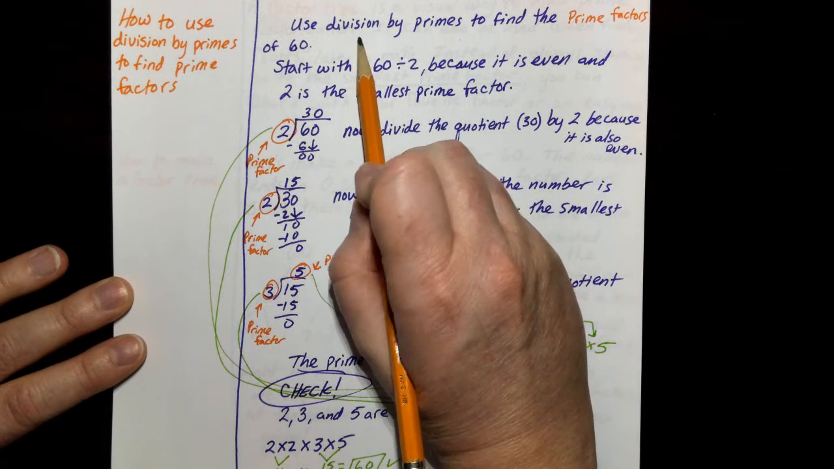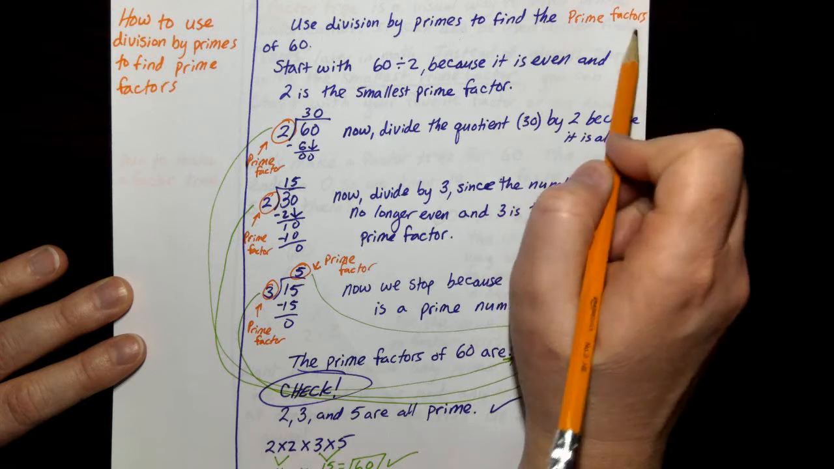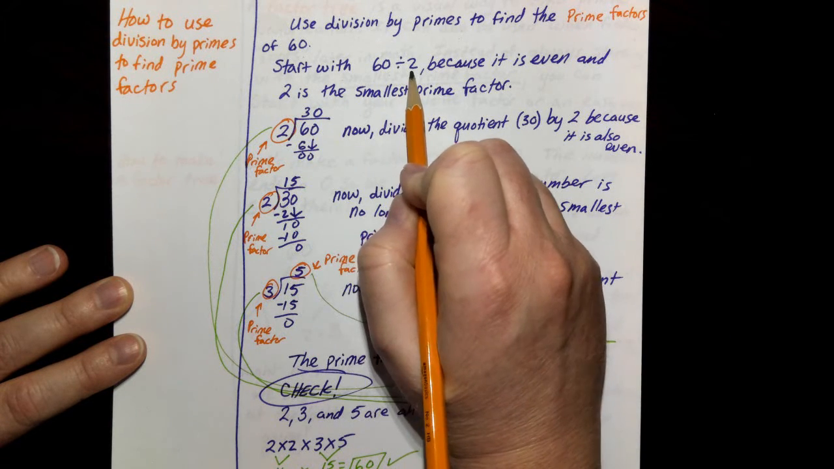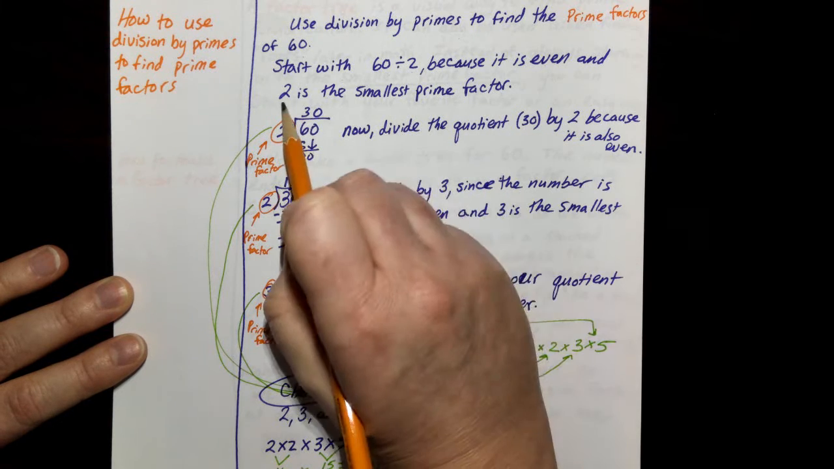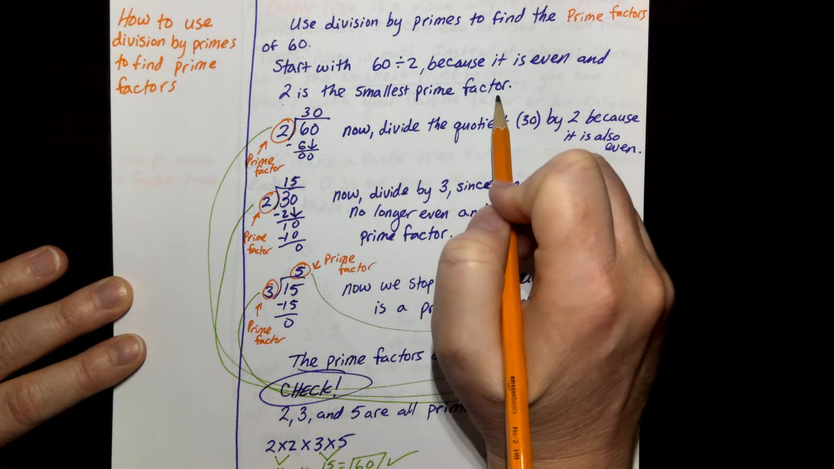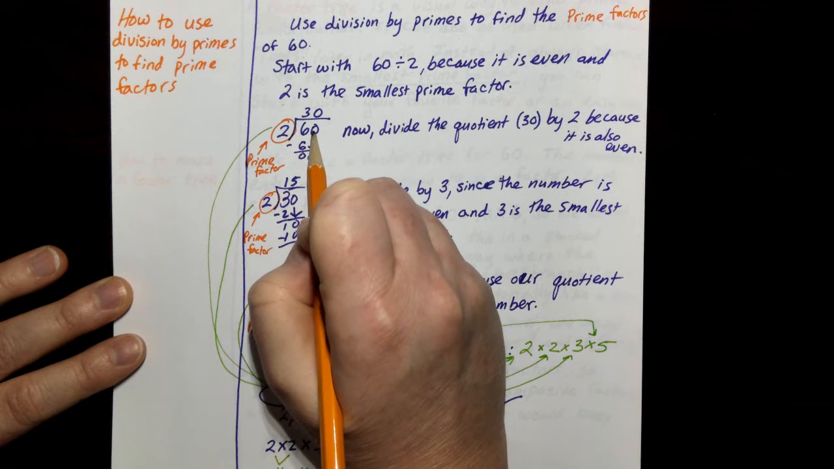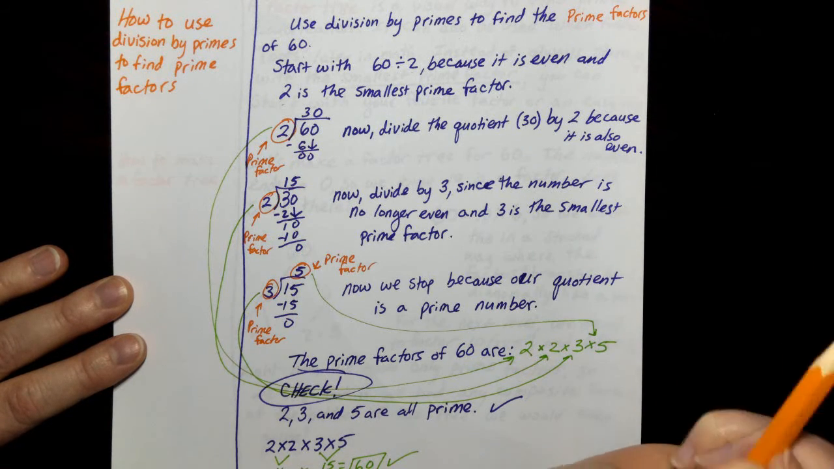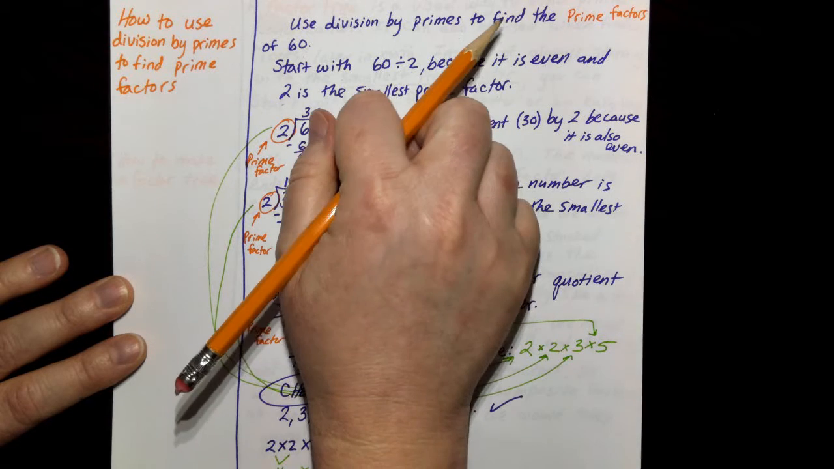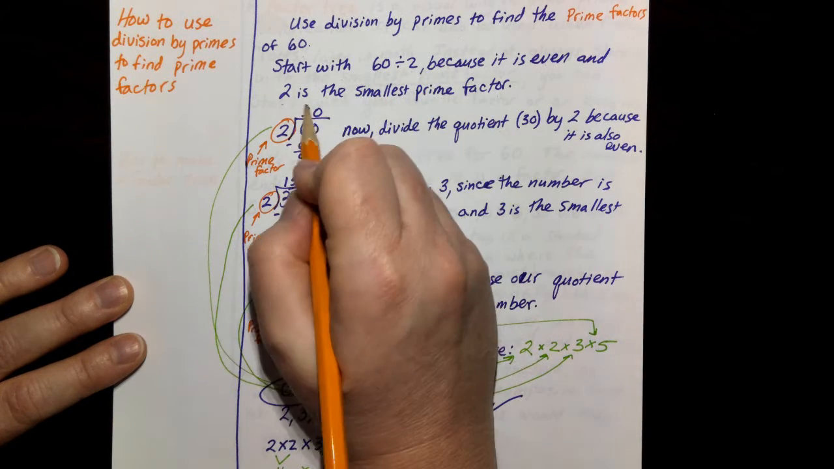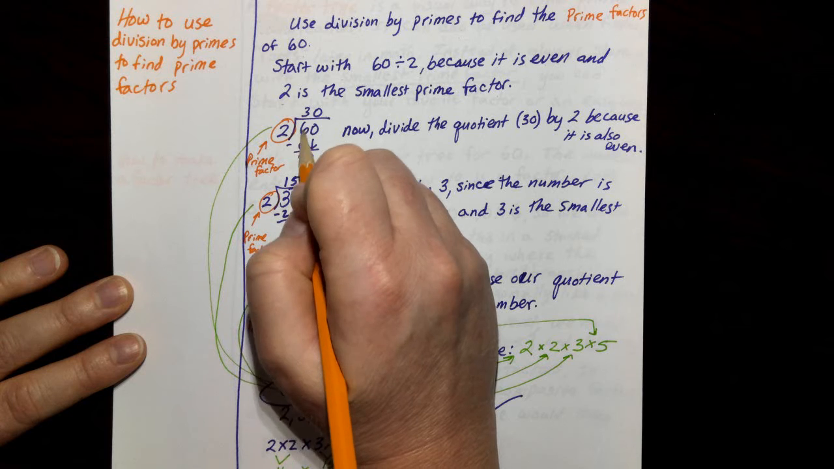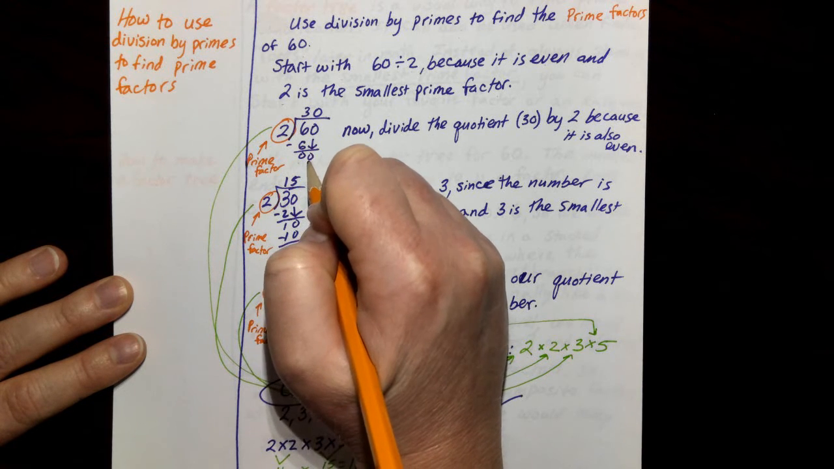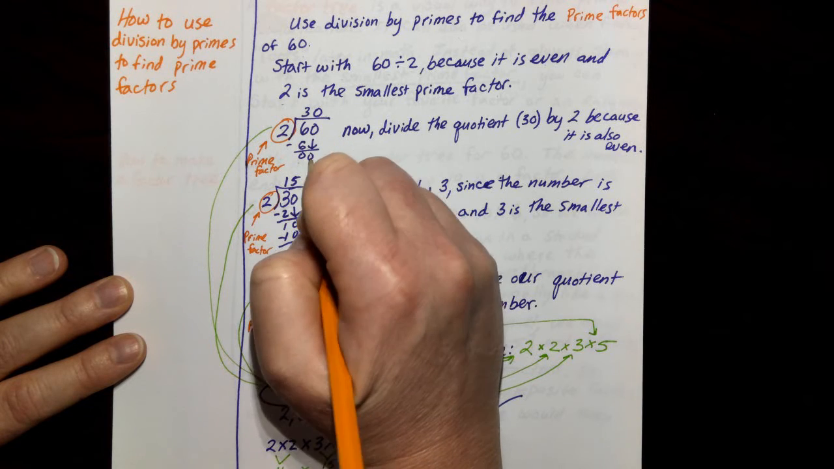Alright, so how to use division by primes and find your prime factors. So we're going to use division by primes to find the prime factors of 60. You'll start with 60 divided by 2, because it's an even number, and 2 is the smallest prime factor. So we set it up 60 divided by 2, because 2 is our small prime factor. 6 divided by 2 is 3. 3 times 2 is 6. 6 minus 6 is 0. We're going to bring down this 0.